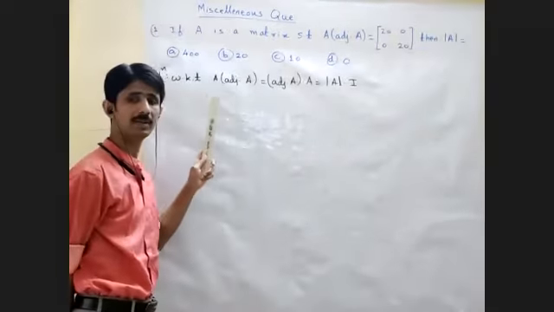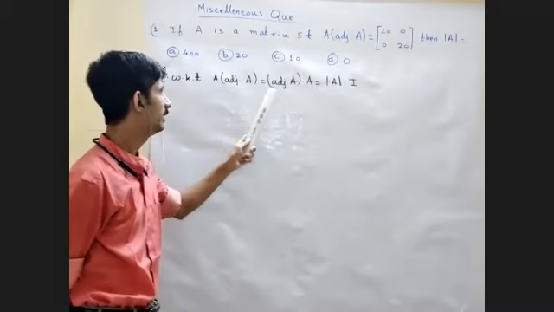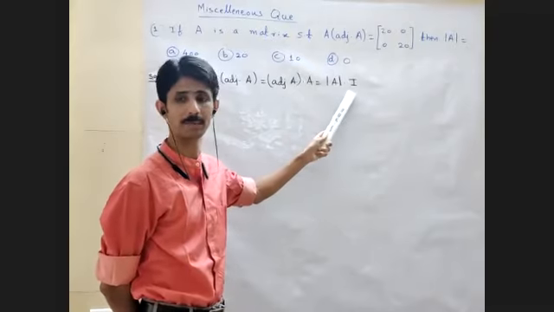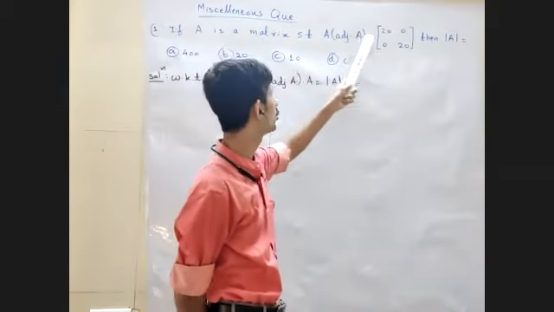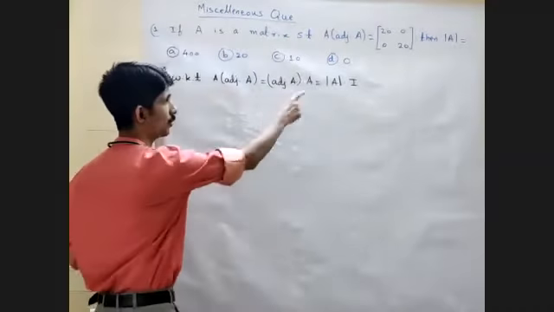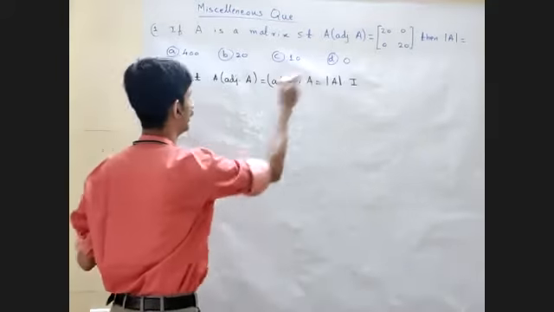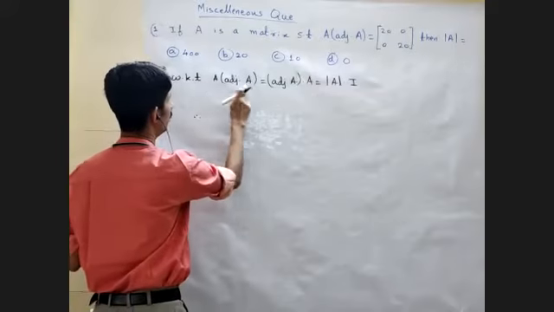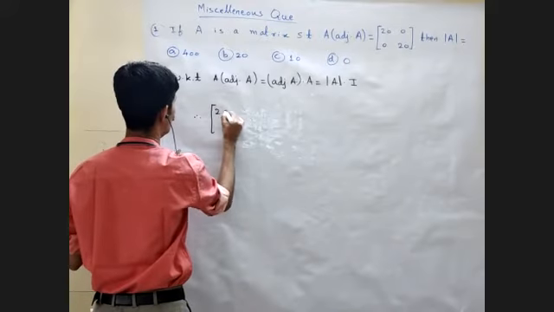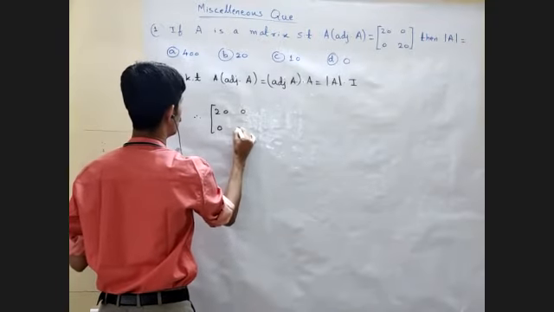Now what does the property say? A into adjoint of A is equal to adjoint of A into A is equal to determinant of A into I. Okay, now A into adjoint of A का matrix is already given to us. So write down. Let's use this property to find out the value of this determinant. A into adjoint of A matrix is given to us. That is nothing but what? 20 0 0 20.